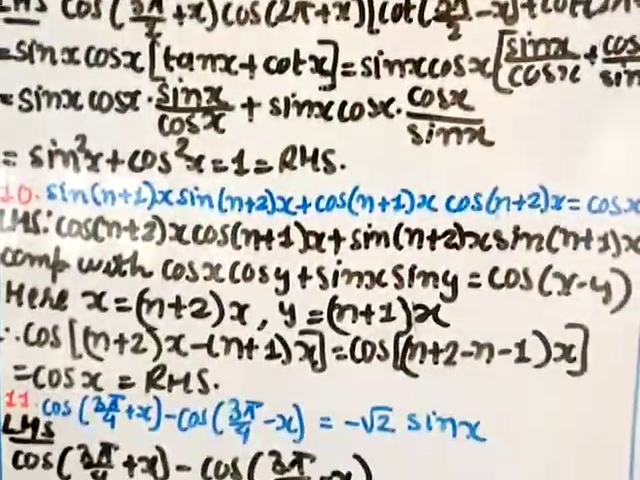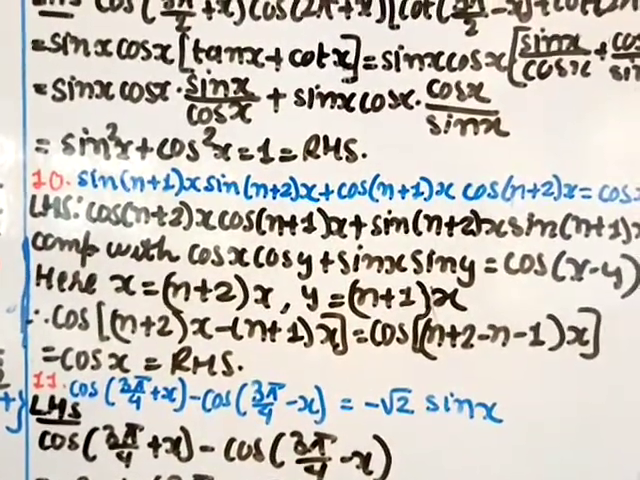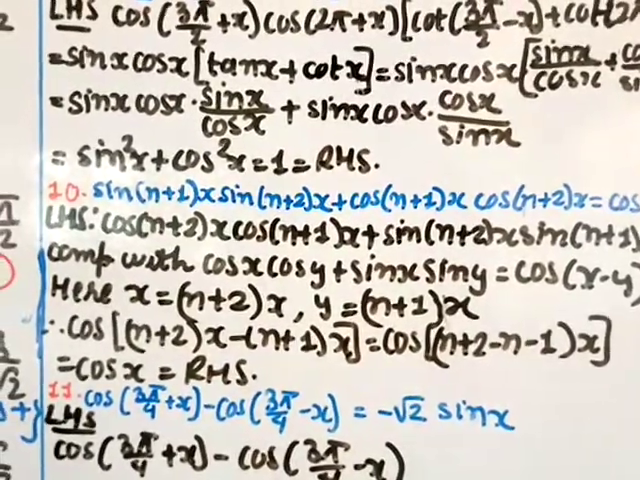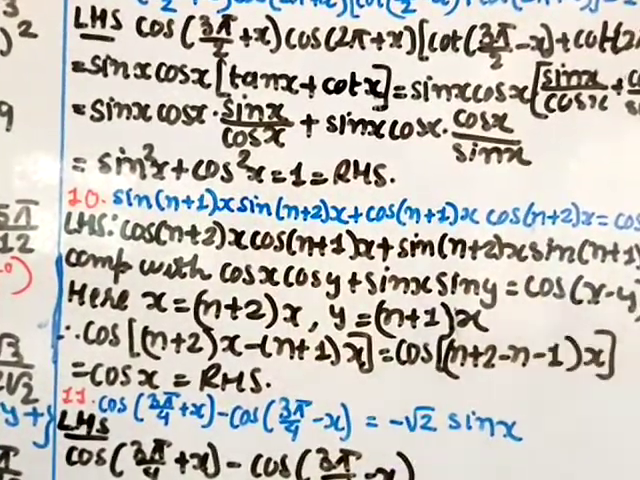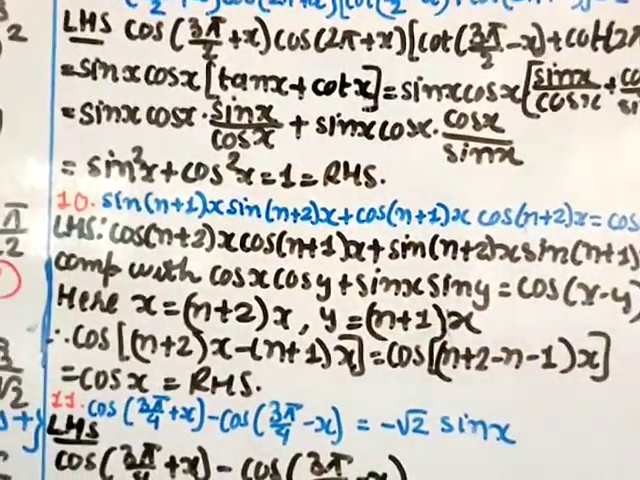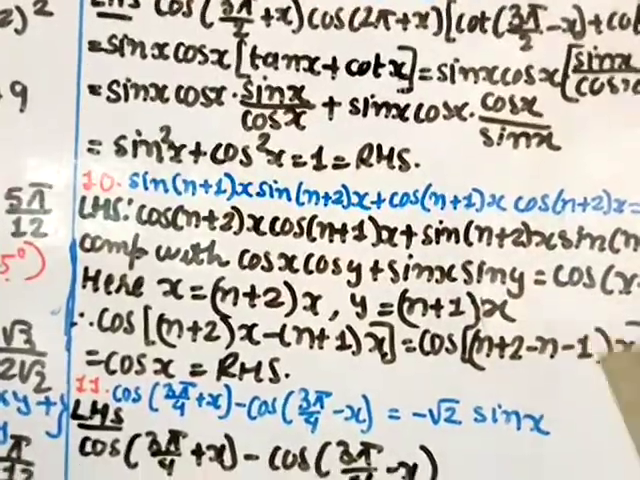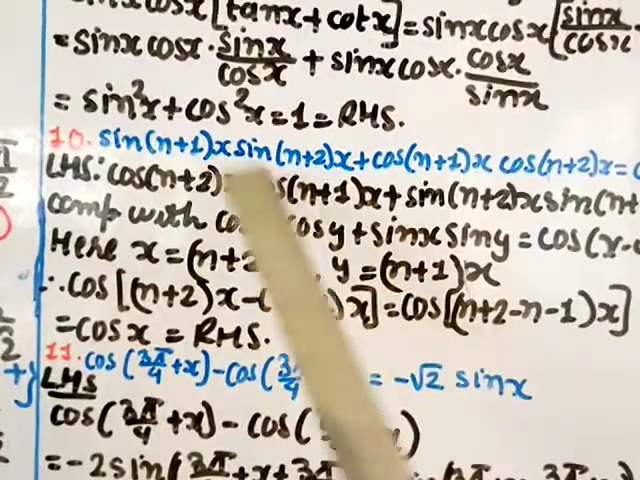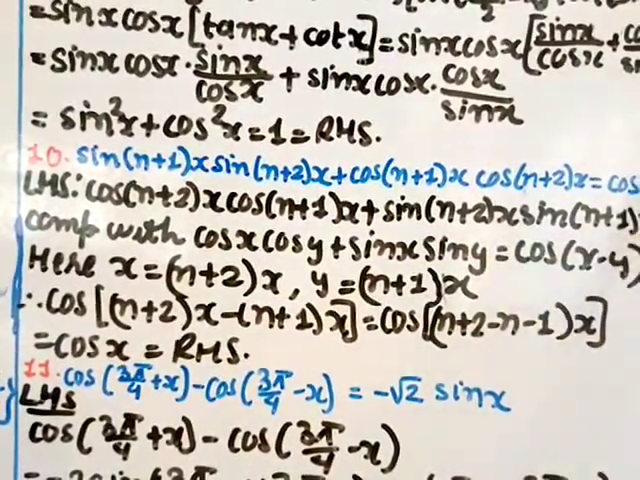Question number 10: sin(n+1)x sin(n+2)x + cos(n+1)x cos(n+2)x = cos x. Take left hand side, but I am rearranging. Okay, I am writing this cos term first, in that also the bigger term first. This n plus 2 is bigger than n plus 1. Okay, so I am writing this first one. Since it is addition, you can change, and here it is product, so you can change the order. So I write cos(n+2)x cos(n+1)x plus this one. Okay, here also I am changing the order, sin(n+2)x sin(n+1)x.